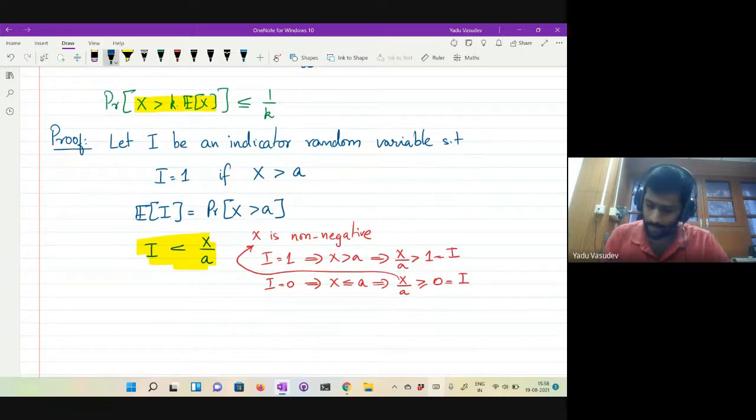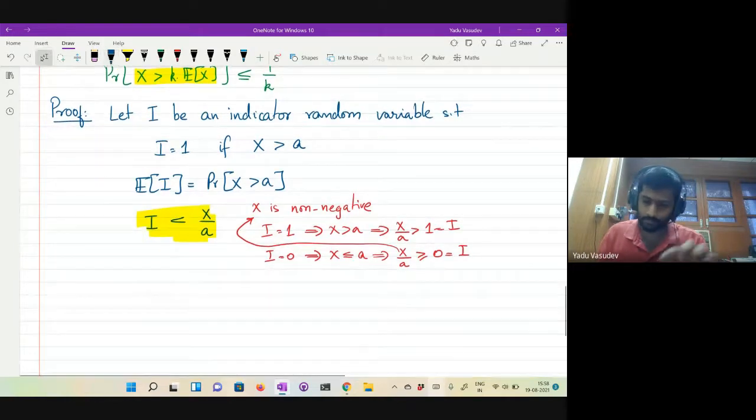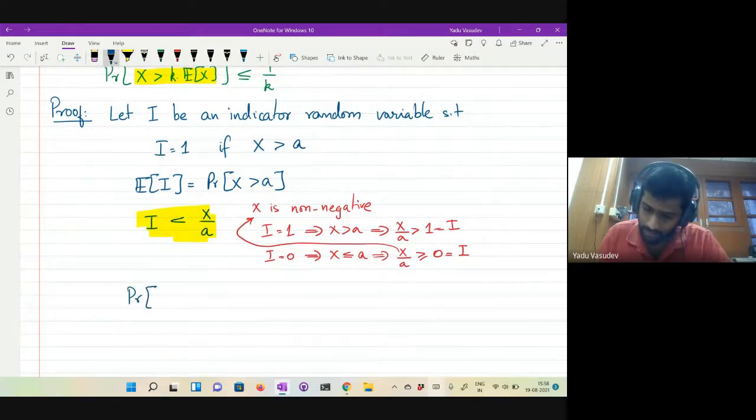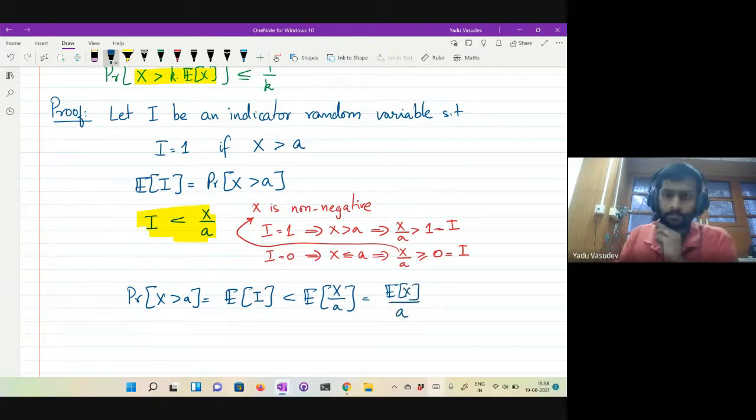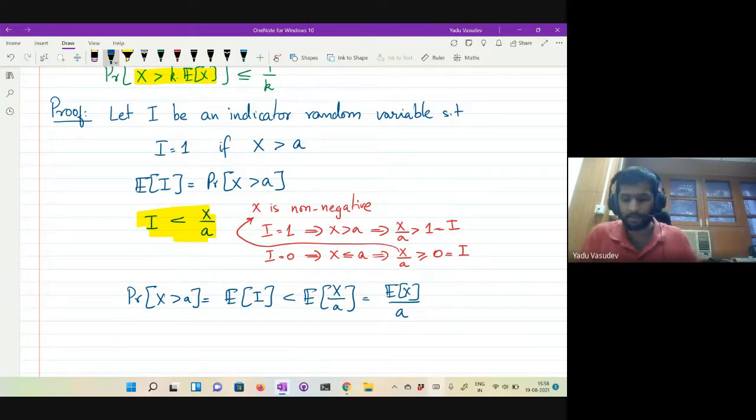So then the probability that x is greater than a, which is the expectation of I, is less than or equal to the expectation of x divided by a. And since a is a constant, this is nothing but expectation of x by a. So this is just the simple proof. It's a very straightforward proof. So the probability that x is greater than a is at most E of x divided by a.